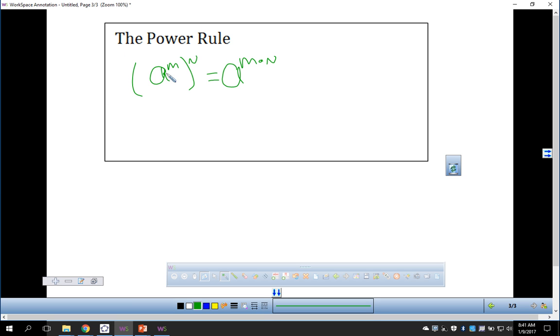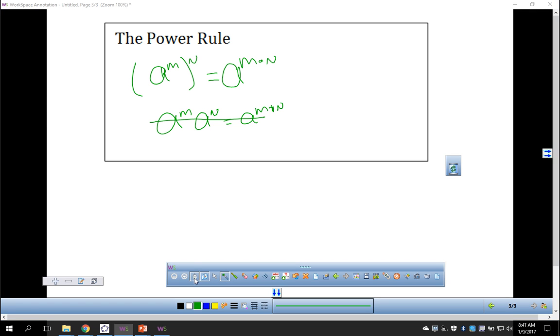So if you have a power to the power, that's not the same as this, right? A to the m times a to the n is equal to a to the m plus n, right? So this is different than this. This says whatever I have here, I raise it to a power. This says it's this to the this times this to this. So this is not the power rule. That's called the product rule.